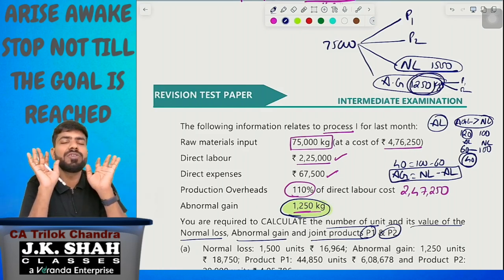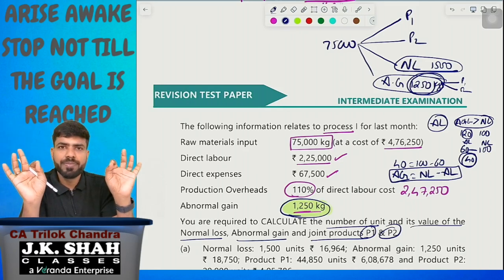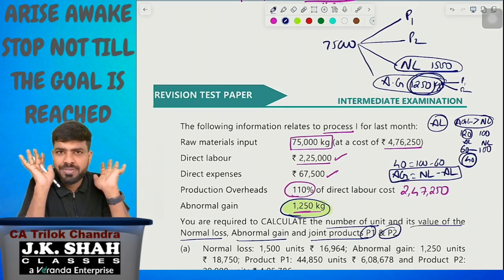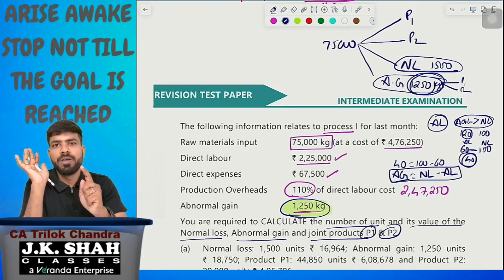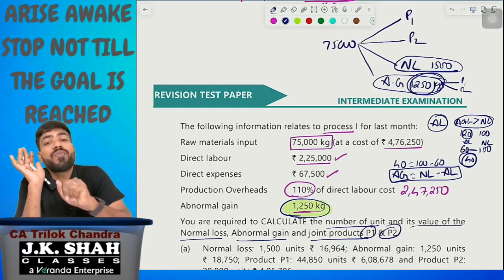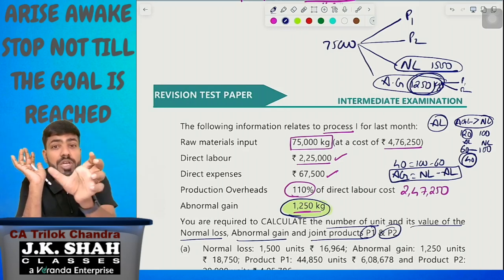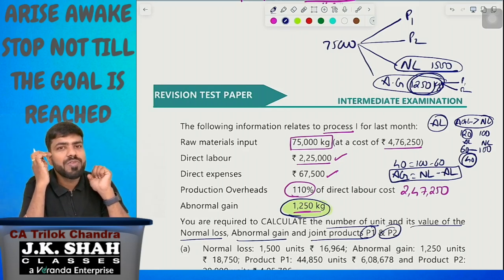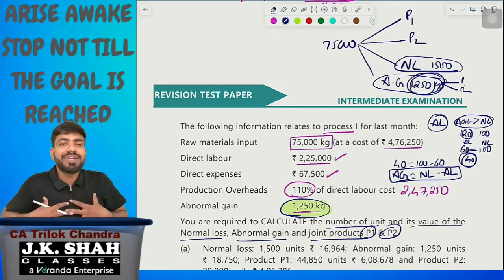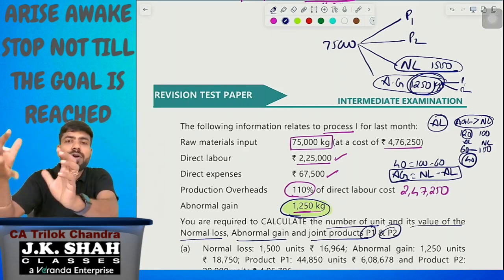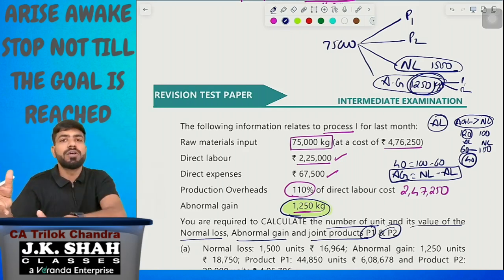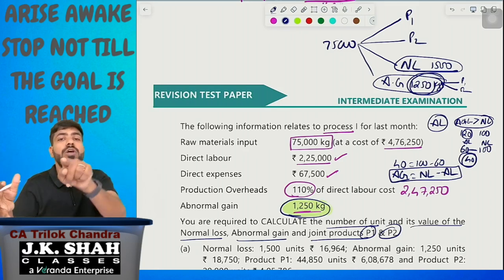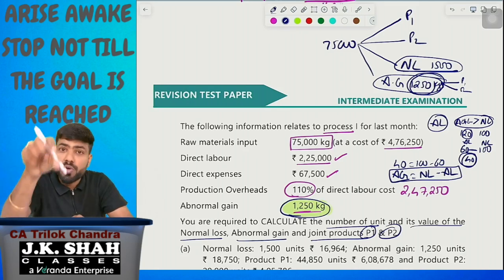They expected 1,500 units. Please understand, normal loss is expected. They are expecting 1,500 units as the loss. But the abnormal gain, what they are getting, is 1,250. What does it mean? The actual loss is only 250. 1,250 units are coming out as good units. They expected a loss of 1,500, but luckily, out of 1,500, 1,250 units turned into good units. So actual loss is only 250.